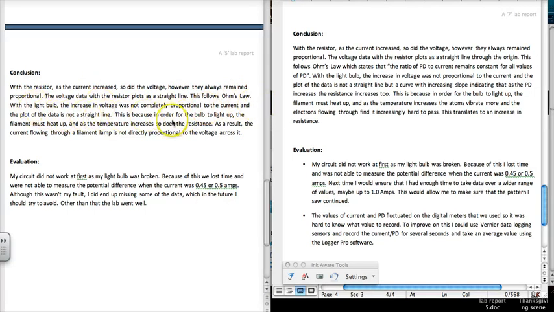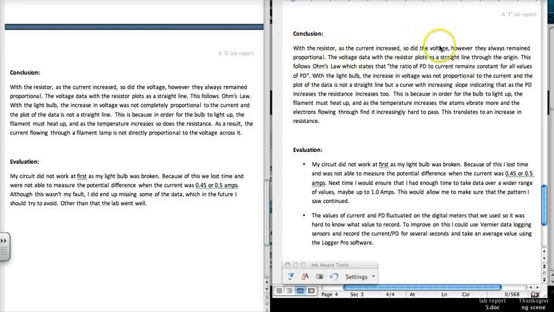This is because in order for the bulb to light up, the filament must heat up, and as the temperature increases, so does the resistance. As a result, the current flowing through a filament lamp is not directly proportional to the voltage across it. So that's pretty good. I've just added a few things there, but this is not a bad conclusion. Reasons are given for the shape of the graphs.